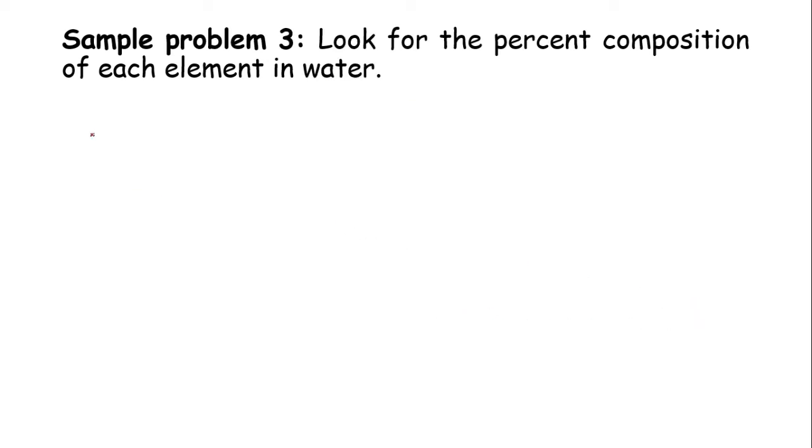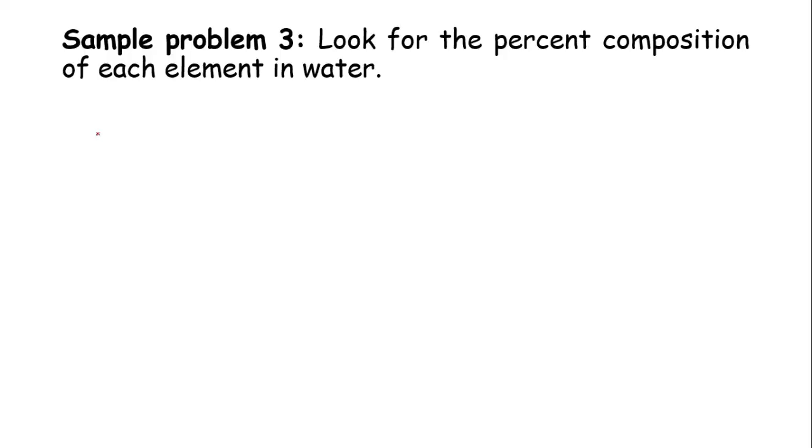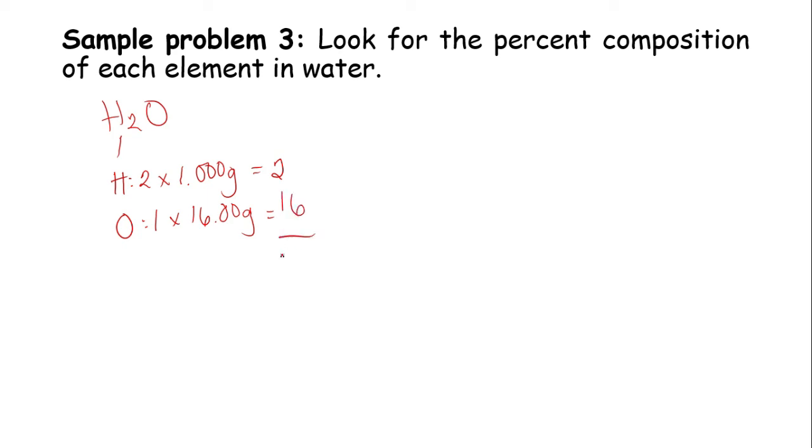You can try it. Problem number 3. Look for the percent composition of each element in water. So this problem requires you to write the chemical formula of the compound. Water, it's very easy. We have H2O. We now calculate the molar mass of water. Since we have 2 moles of hydrogen, we'll have 2 times 1.008 grams, and we have 1 oxygen, so 1 times 16 is 16. So the total molecular mass of the entire compound is 18.0.